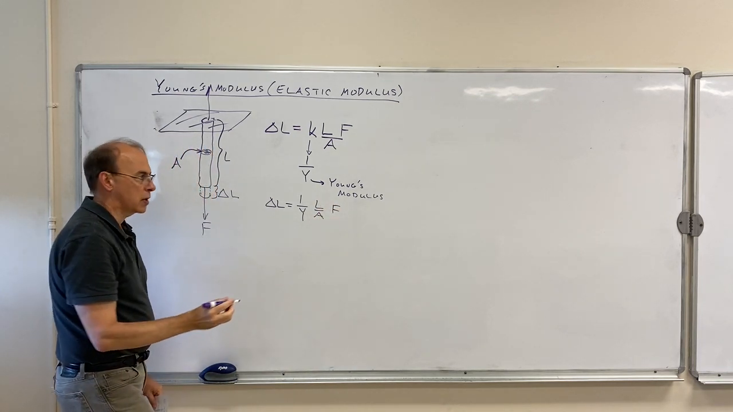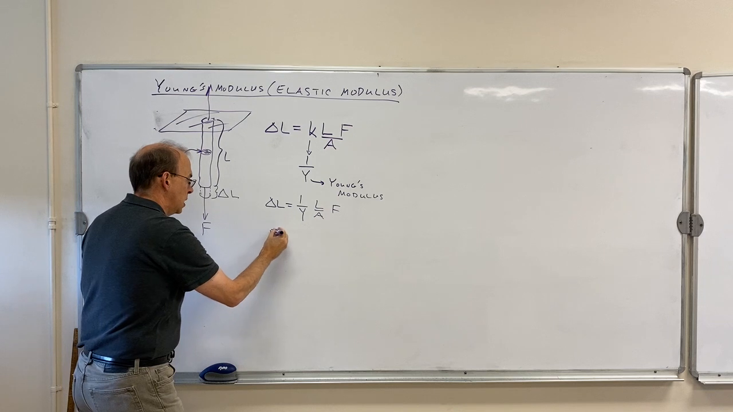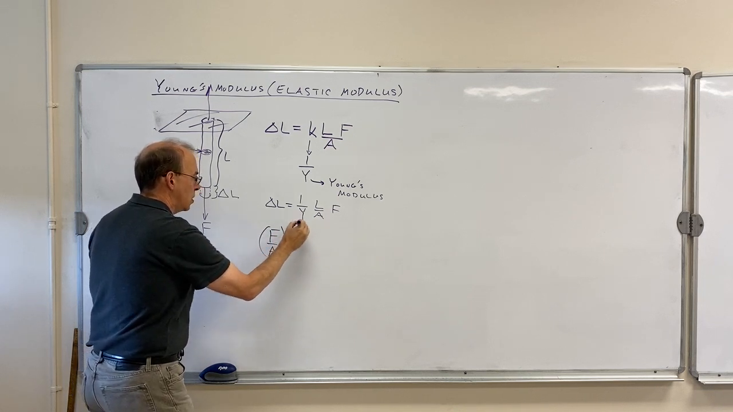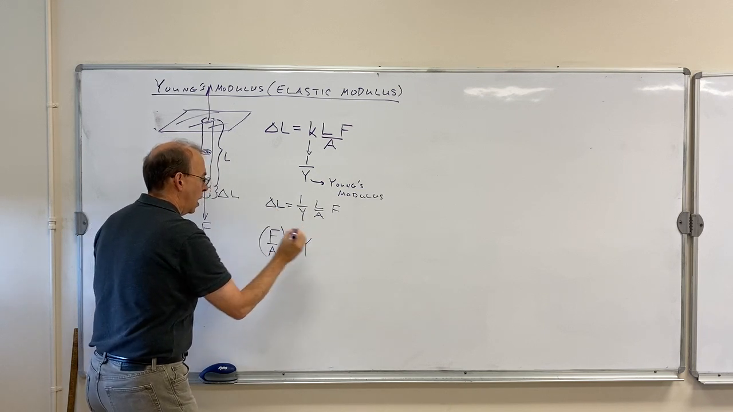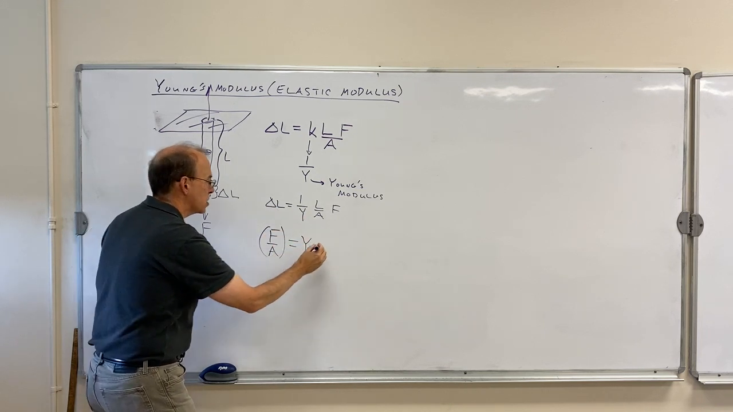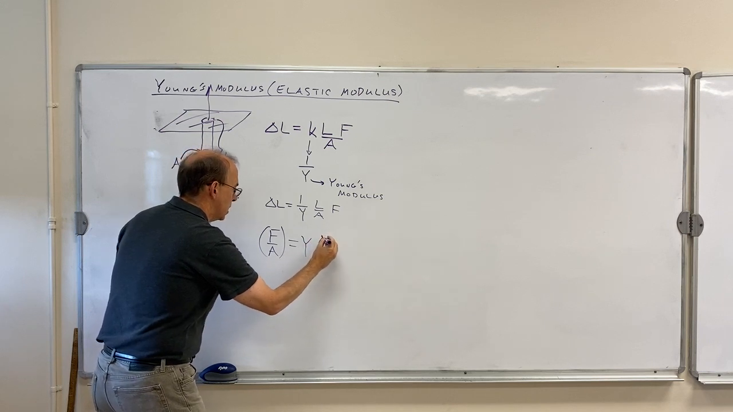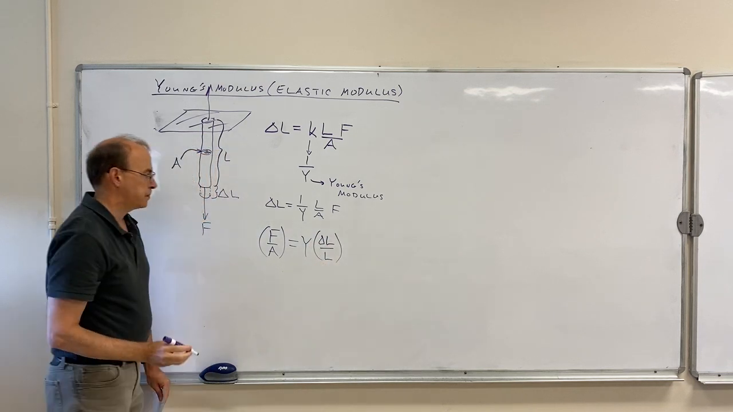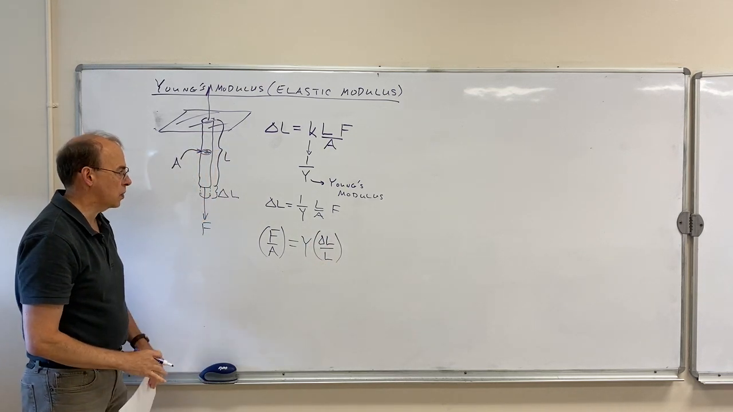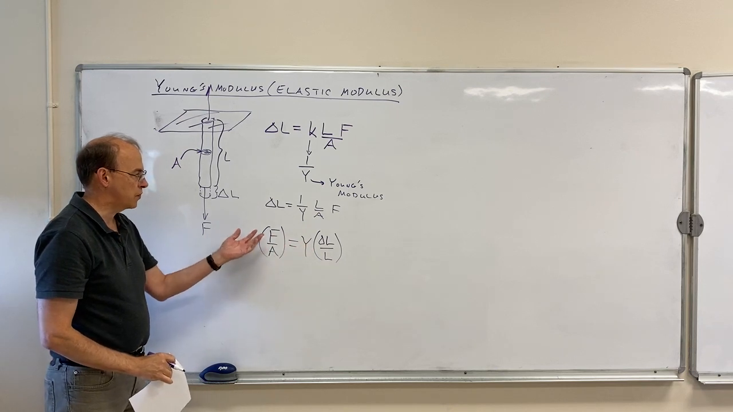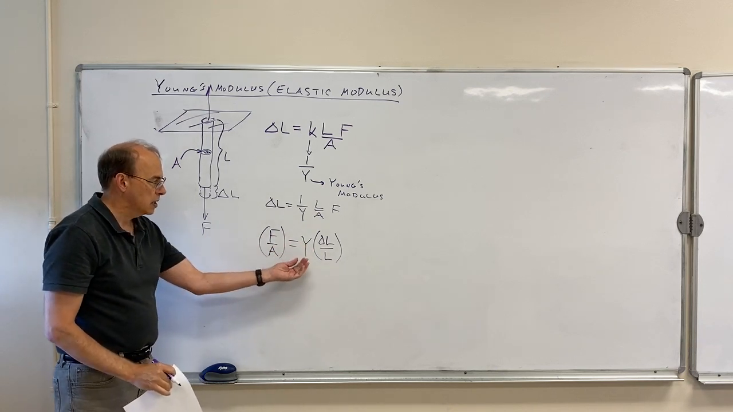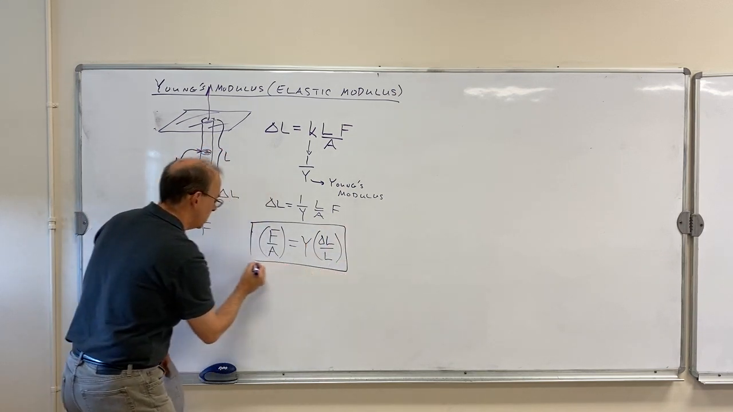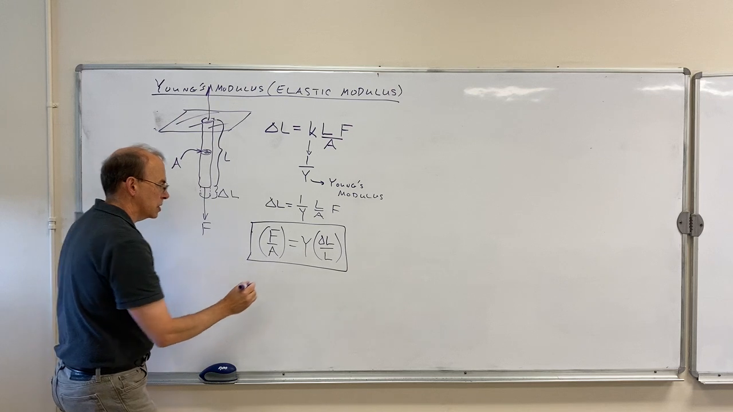And the way we usually write this equation traditionally is we write F over A on one side equals Y, that's why it was written as 1 over Y to get this form, times delta L over L. And that's the formula we were actually looking for that relates the stretch to how much force we apply, the size, and the material. So this is the relationship we were shooting for, where this again is Young's modulus.